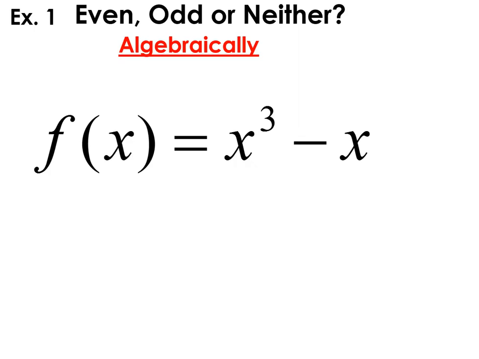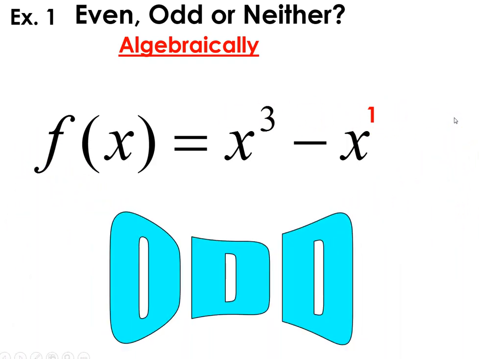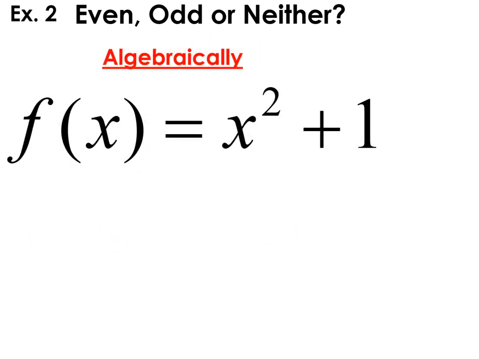All right, here's example number 1, even, odd, or neither. Looking at this function, I'm going to check out the exponents. This one has an exponent of 3. This variable has an exponent of 1. 1 and 3 are odd numbers, so this function is odd. Here's another example.